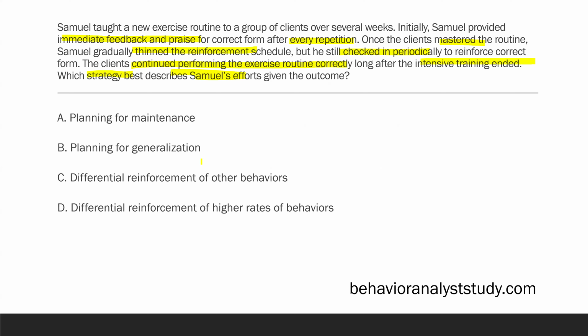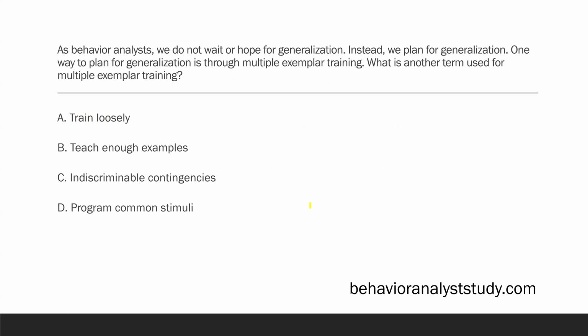And then C, differential reinforcement of other behaviors. Well, Samuel is not reinforcing for a behavior not happening, so it can't be a DRO. And then D, differential reinforcement of higher rates of behaviors. Samuel isn't setting a criterion and then reinforcing for hitting or going over that criterion, so it can't be D either. Given what we know, Samuel's strategy or efforts look like planning for maintenance.